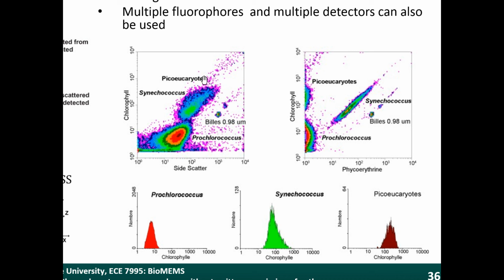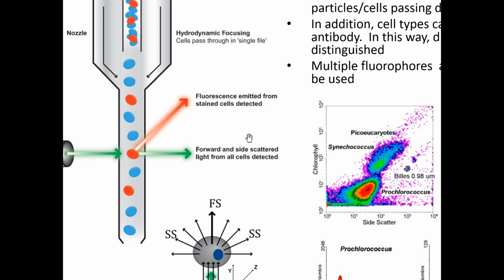For example, if we look at this dot right here, this dot means that when this cell went by the detector, it had a side scatter signal of 2 times 10 to the 2, and it had a fluorescence signal of 2 times 10 to the 3. The fluorescence, I mentioned there's 3 types of detectors. The fluorescence is another type of detector.